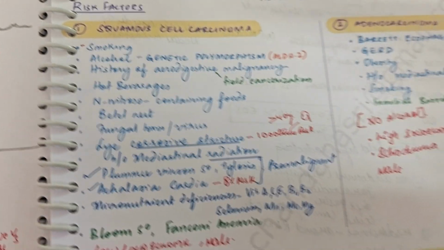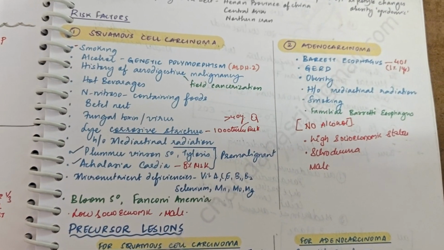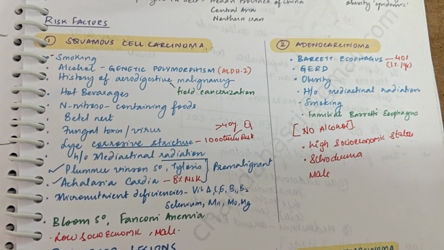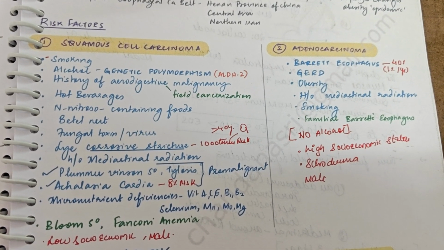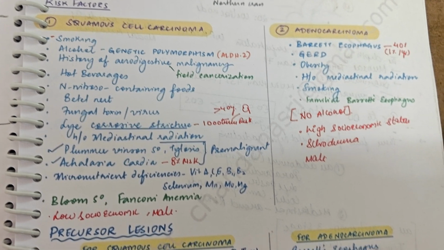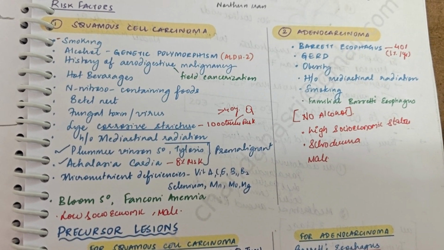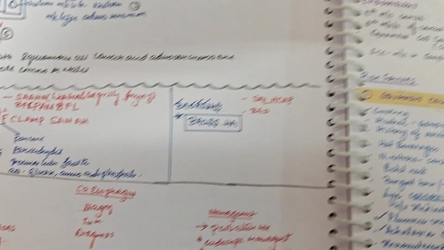And in adenocarcinoma, what are the risk factors here? Let me read, then we'll understand how to remember this. You have Barrett's esophagus, then GERD and obesity, history of mediastinal radiation, same, and smoking, familial Barrett's esophagus, no alcohol here, high socioeconomic status, scleroderma, and male also. So how do you remember this?